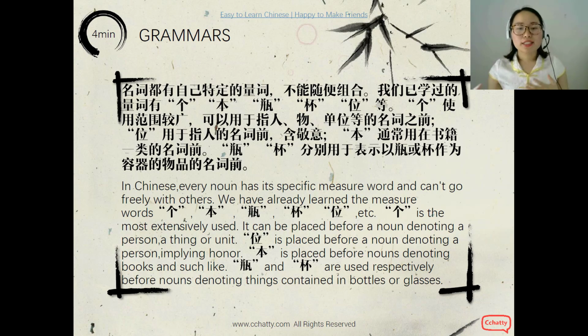Remember? 个. It's the most commonly used measure word. And 本 is a measure word for books and notebooks. And 瓶 is a measure word for bottles, 杯 for cups, and 位 is a polite measure word for people. So these are the measure words we have already learned, and later we will learn more. But don't worry, it's not difficult.